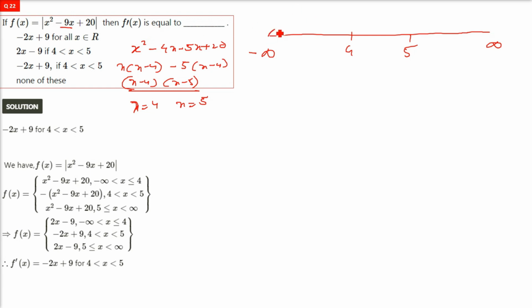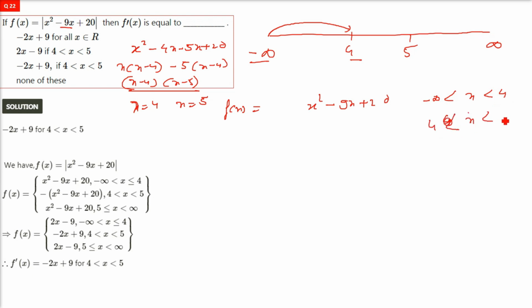From negative infinity to 4, it is going to be positive. If you have any doubt, just put some value like 3. If you put 3, 3 minus 4 is minus 1, 3 minus 5 is minus 2, so you will get a positive.